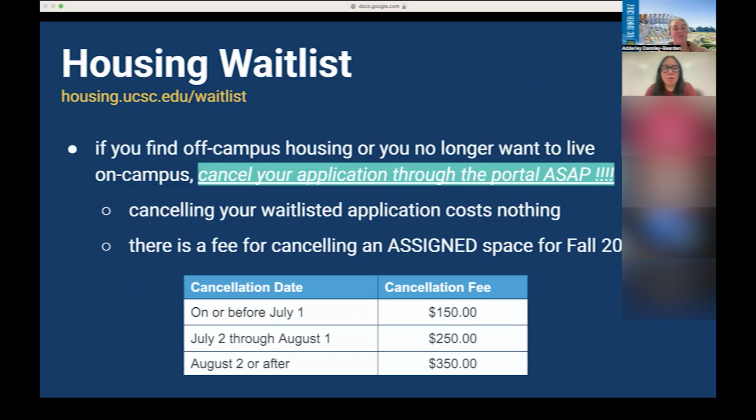And as a reminder, if you find off-campus housing or you're no longer interested in living on campus, please cancel your application through the student housing portal as soon as possible, so that you don't get assigned when you are no longer interested. And then if you were to cancel your on-campus housing, you would be assessed that fee for canceling an assigned space, as mentioned in the prior part of the presentation. And I've included the fees again and the dates in which they change. So you want to keep an eye on that as well.